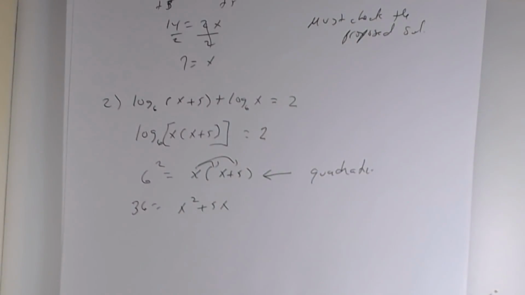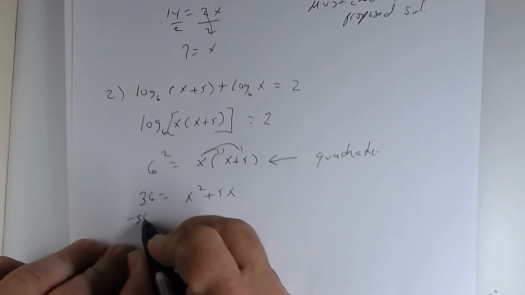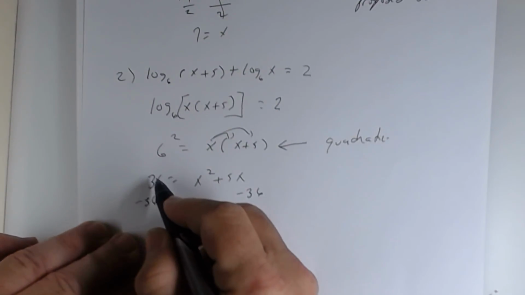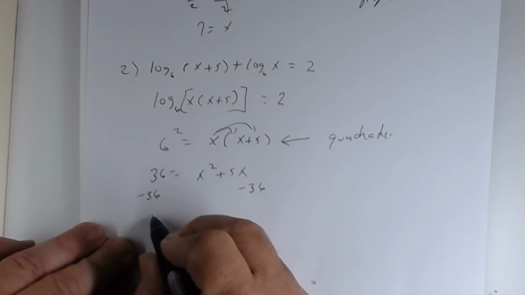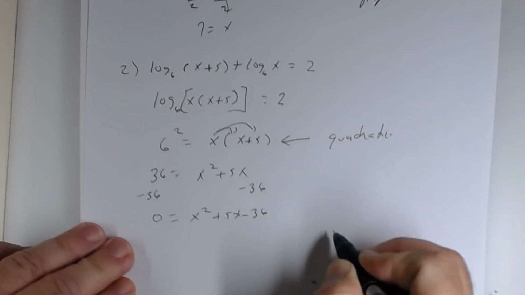Now what kind of equation is this? Quadratic. How do you solve it? What form do you want to put this in to be able to solve it? Well, it's in standard form, right? Which means you have to have what on one side? 0. It's easy if you bring the 36 to the other side. So 36 minus 36 is 0, and I get x squared plus 5x minus 36.